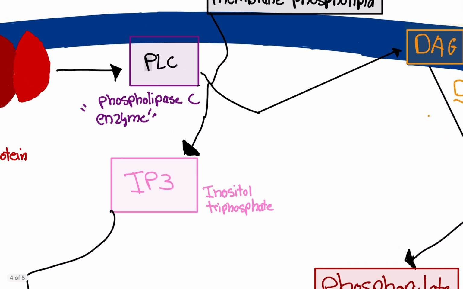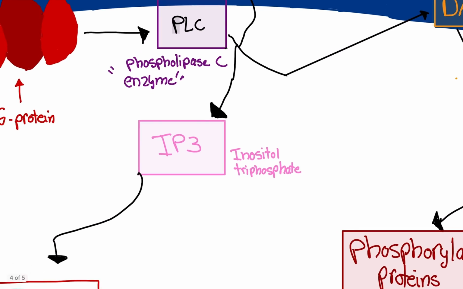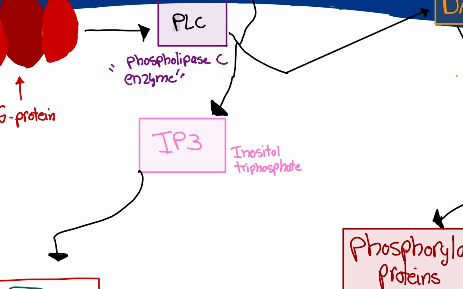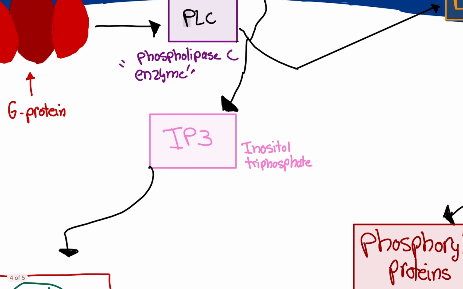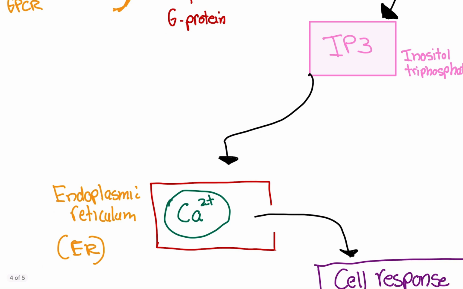Okay, now let's go back to the second pathway over here, the second branching off. When membrane phospholipid combines with PLC, it also creates IP3, or inositol triphosphate. What is this going to do? IP3, which you just need to know by its abbreviation, goes over to the endoplasmic reticulum of the cell. In the ER, there's calcium. Think of the ER like a storage unit, and inside that storage unit is calcium.